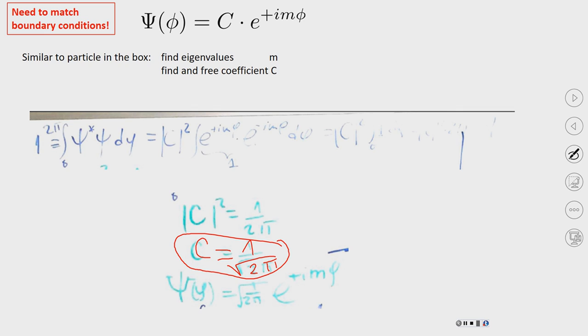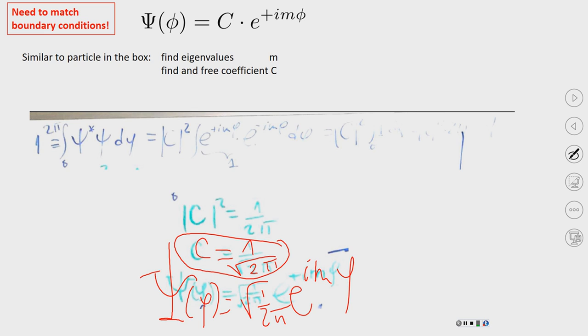No cheating. Trivial. So the wave function, psi big, is a function of phi small: square root of 1 over 2 pi, e to the i m phi. How do we find m? Were you exposed to solving some such problems in your previous life in this course? The fact that it's a circle. Yeah. How does it correlate with particle in the box?